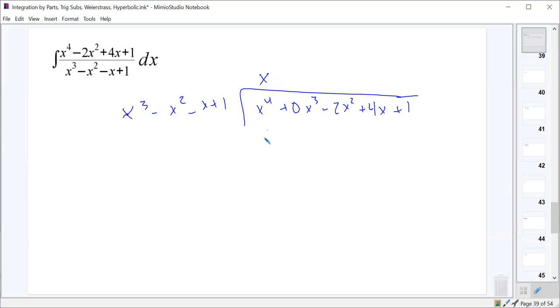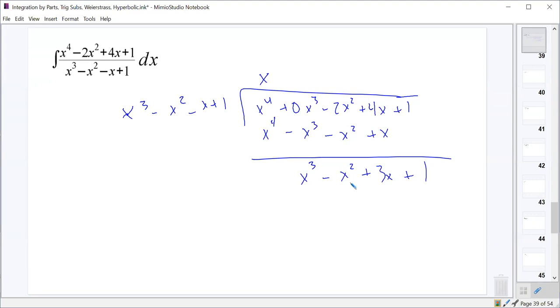So we put an x up here, multiply it all out. So x to the fourth minus x cubed minus x squared plus x. And subtract it all out. That ought to give us an x cubed, and it ought to give us minus 2 minus negative 1, which is a minus 1x squared, and plus 3x, and we can drop down the 1. And then how many times does x cubed go into x cubed? Once. And so that leaves us with x cubed minus x squared minus x plus 1.